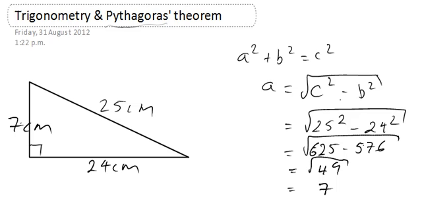The other thing you should think about is, of course, we know the hypotenuse is the longer side. If I'd got a number there which was bigger than 25, I'd know I'd done the wrong one. Okay, so that's Pythagoras' theorem.